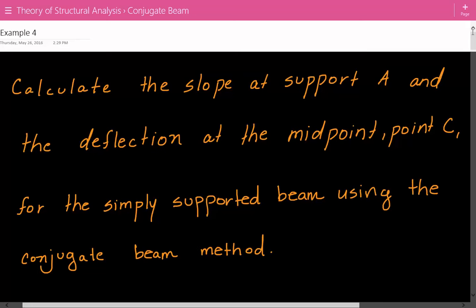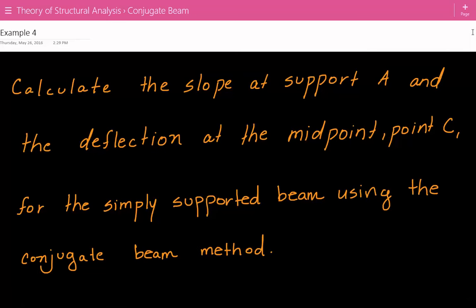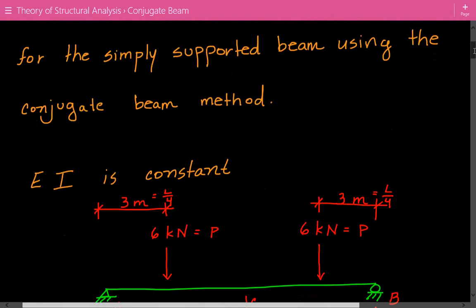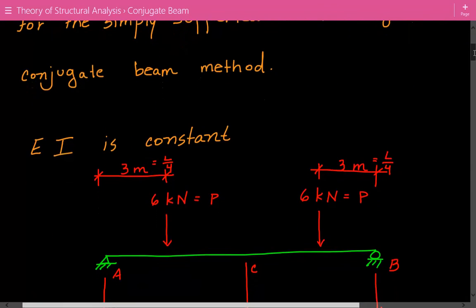Everybody, this is example number 4 for structural analysis of deflections using the conjugate beam method. The problem statement that we have is we're asked to calculate the slope at support A and the deflection at the midpoint, point C, for the simply supported beam using the conjugate beam method. And EI, Young's modulus times moment of inertia, is constant.